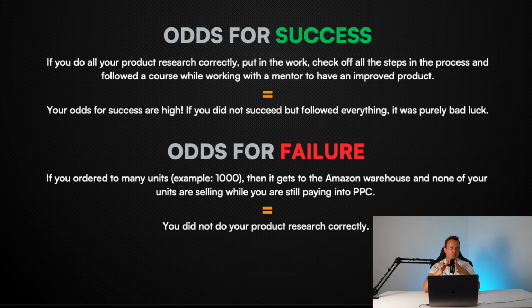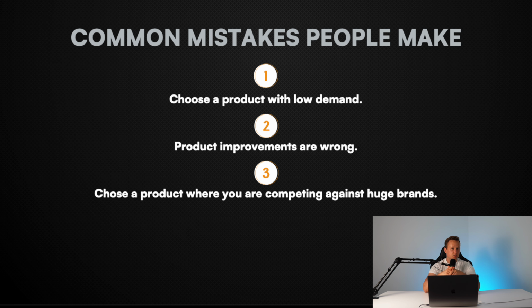The worst case scenario is if you buy a bunch of units, like 1,000 units, and then they get into the warehouse and you're not really selling, you've tried everything, you're spending a lot of money on PPC, and people don't really want the product. If that happens, you really didn't do your product research correctly, honestly. Some of the most common things that people miss or get wrong are they choose a product with not enough demand, or they try to improve a product, but the improvements are wrong.